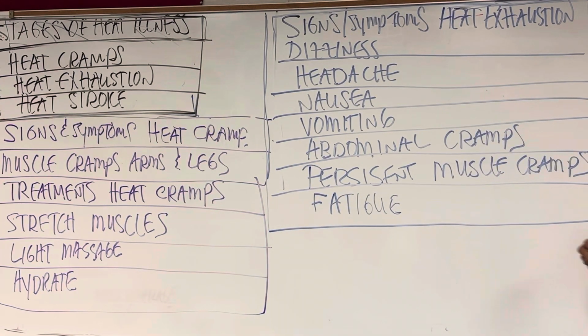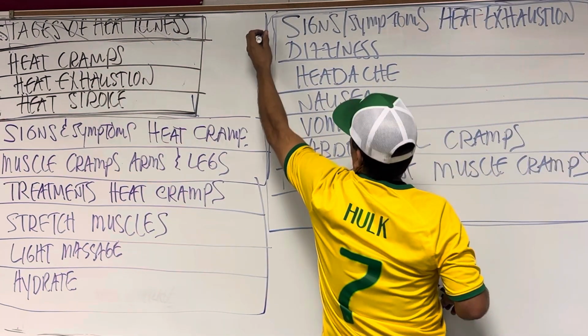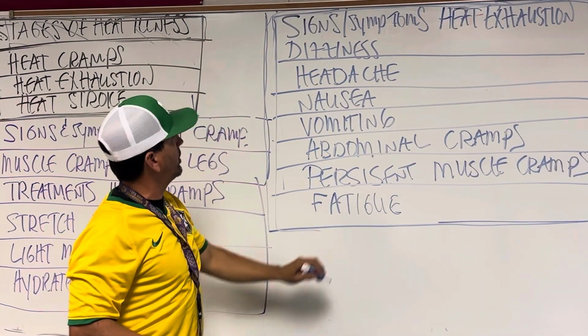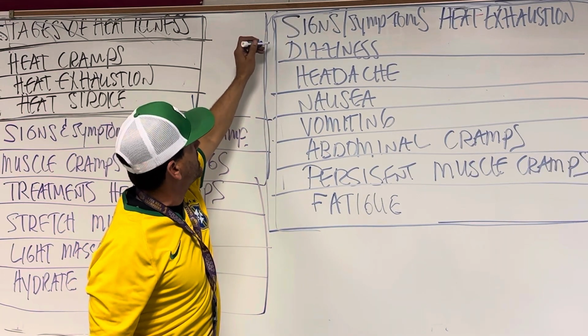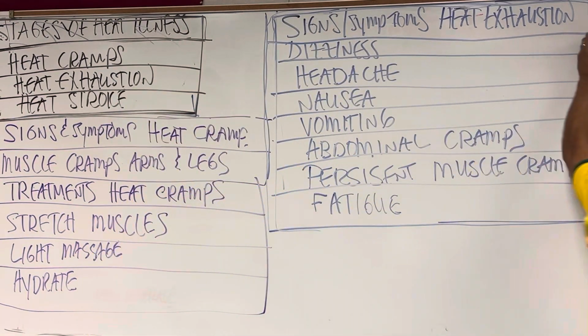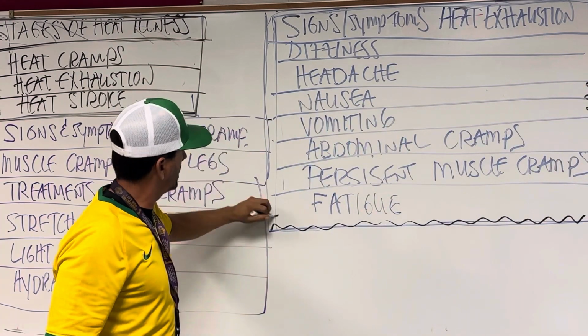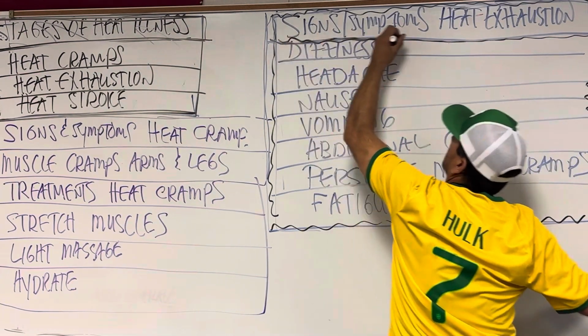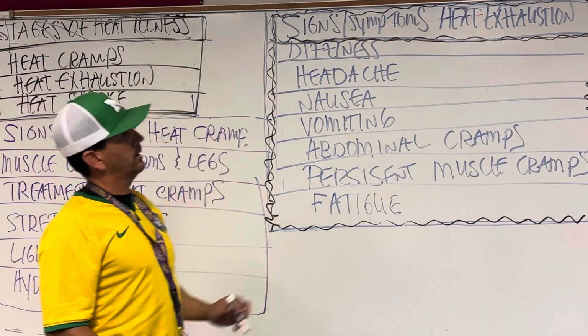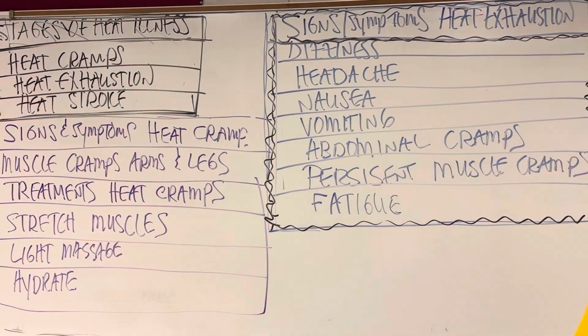And then you're going to do the same thing. You're going to highlight all of it again, create your thick border. Highlight signs and symptoms, heat exhaustion. And that's going to create your thick border on there. So you should have a thick border here. Okay, now we're going to go to treatments, heat exhaustion.